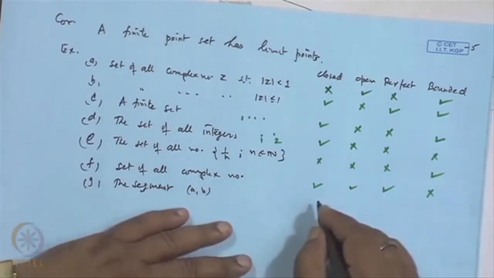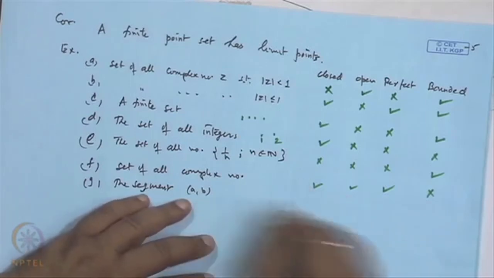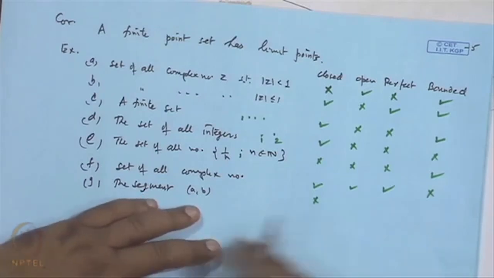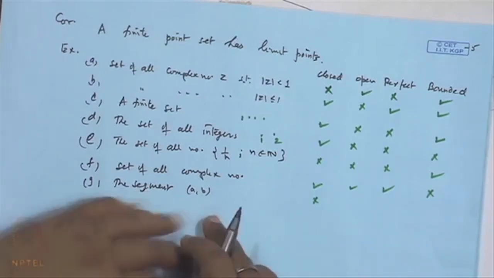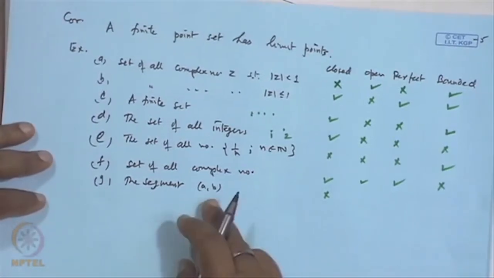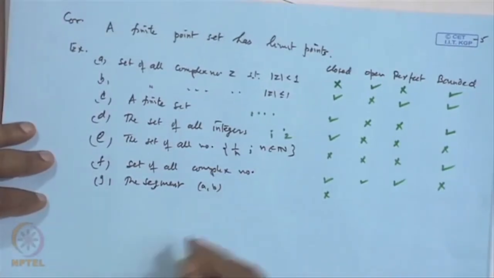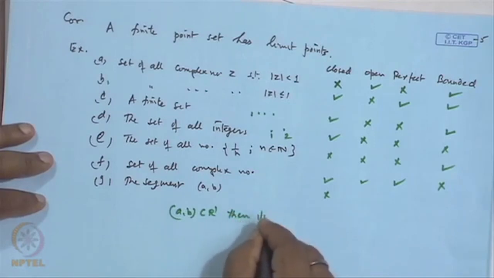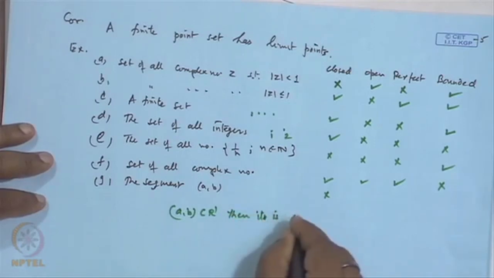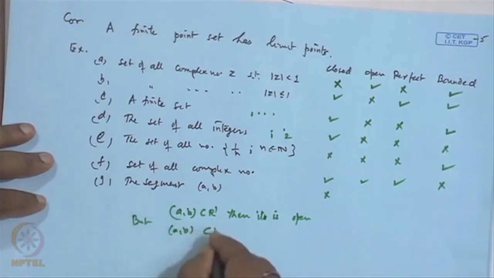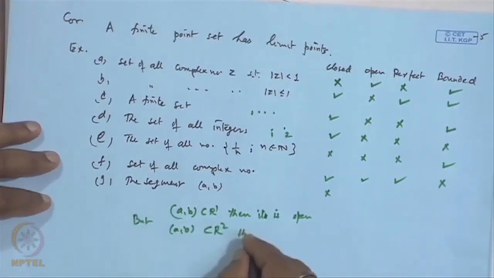Segment. The segment is not closed, because it is an open segment. It is an open set, but when you say the segment AB, then the openness depends on the topology on the set. Suppose I take AB as a subset of R1, then it is open. But if we take AB as a subset of R2, then it is not open.